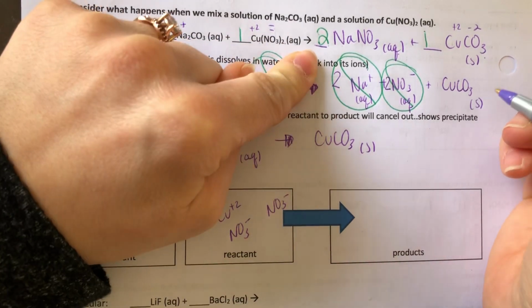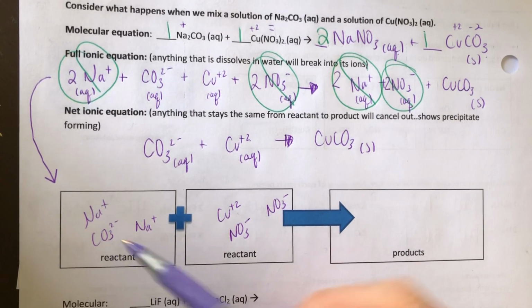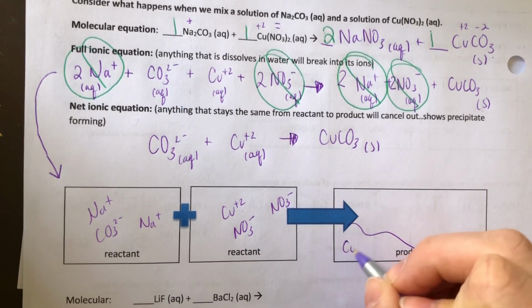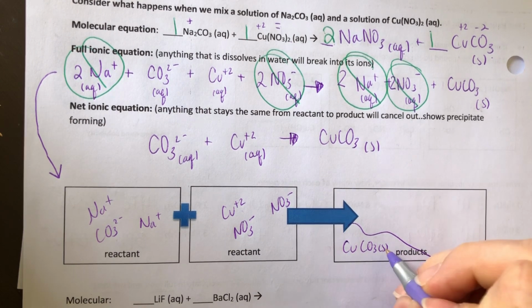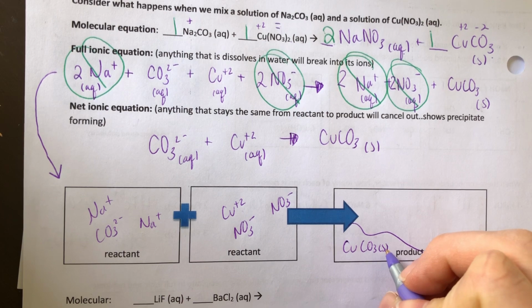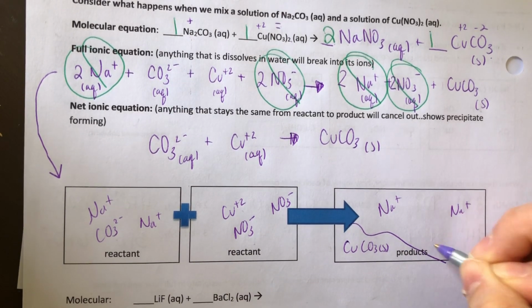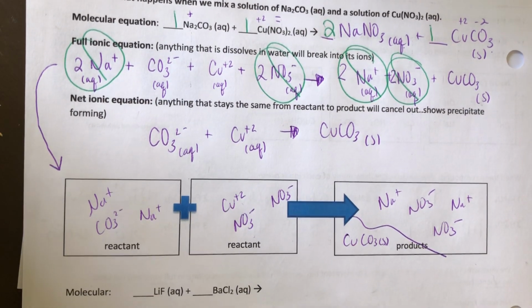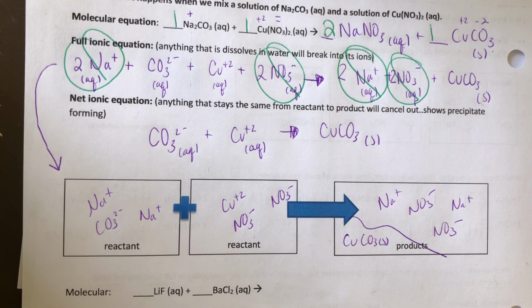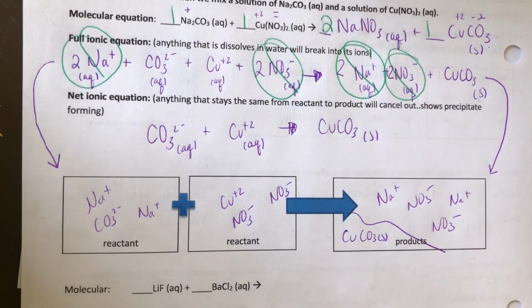Now my products, when these were combined, remember the copper and the carbonate got together and they formed that solid product that's stuck together. They're not separate ions. They're stuck together as a solid. But the other ions, the sodium and the nitrates, those are still floating around, separate from each other because they're aqueous. All right, that's what we mean by the picture. It's just taking the full ionic equation and just drawing a picture of it.